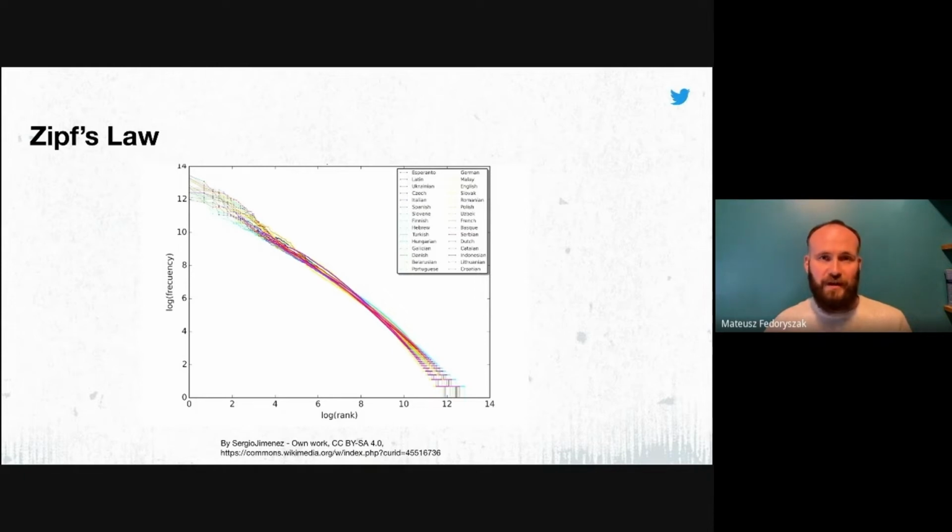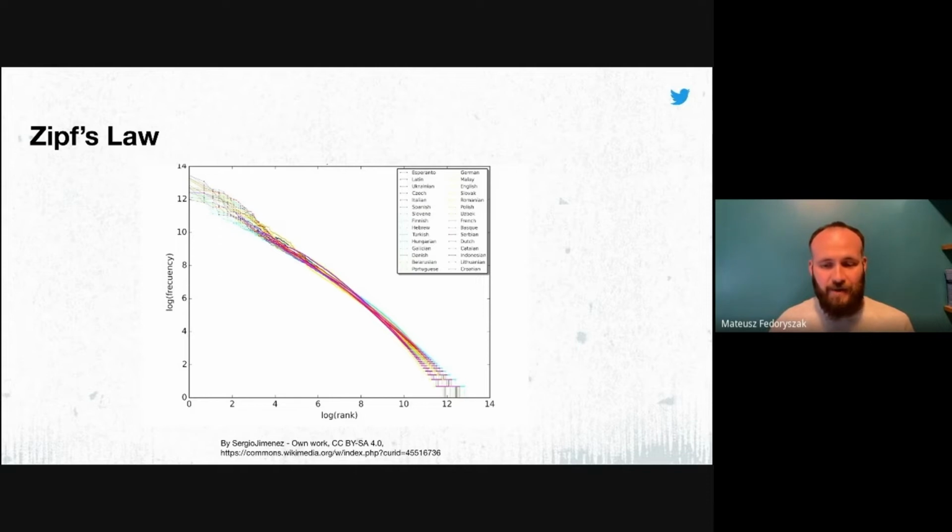So here you can see an example of Wikipedia. The most popular words occur much more than the least popular ones. And do note logarithmic scales in this chart. And you can see this law is fulfilled in various language versions of Wikipedia.